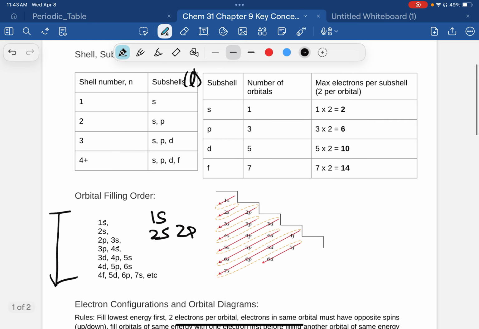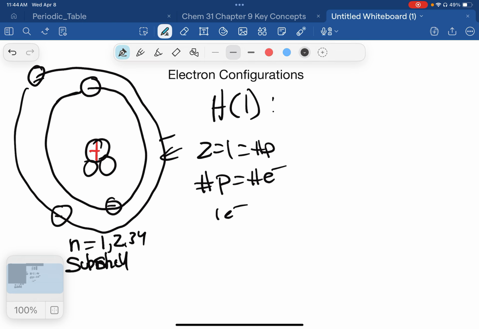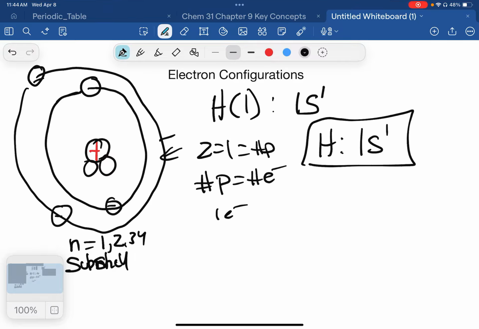But what you do is you come back to the filling order. And we know that the very first orbital that has to be filled is 1s. So we're going to write that down. 1s. That's the first orbital that has to be filled. It can hold up to two electrons, but we only have one. And we specify that by putting a superscript of 1. So therefore, the electron configuration of hydrogen is 1s1. And that tells us that there's one electron filling the lowermost energy orbital.